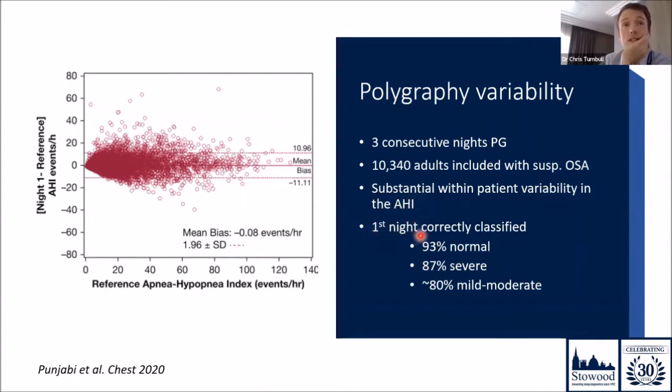The first night correctly classified patients' severity if you had no sleep disordered breathing in 93%, and in severe, it correctly characterized the OSA in 87%. But this fell to 80% in those with mild to moderate disease. So I think this really just highlights the limitations of using a threshold-based approach and using a single night study.